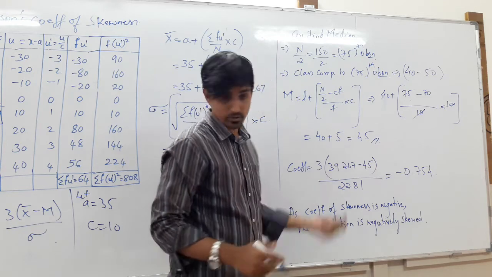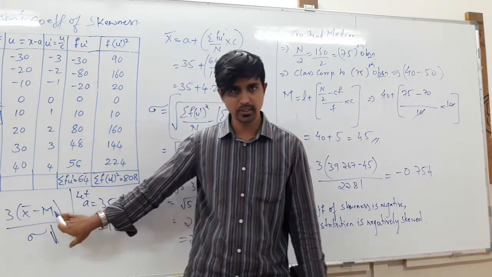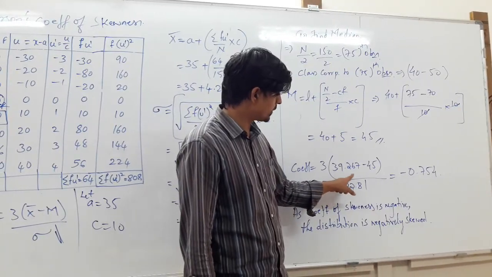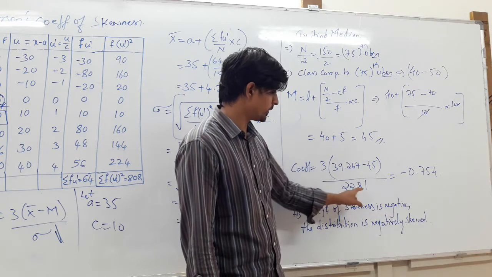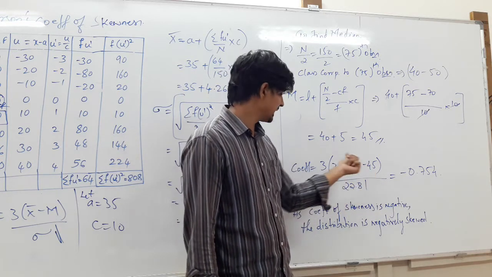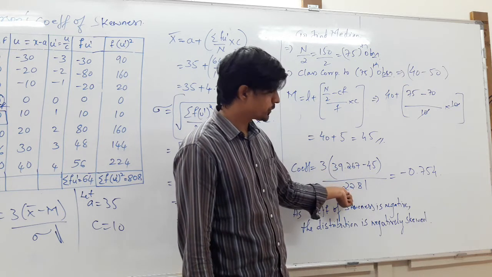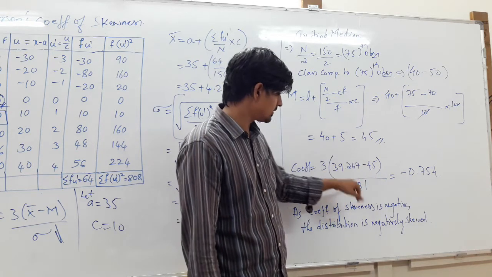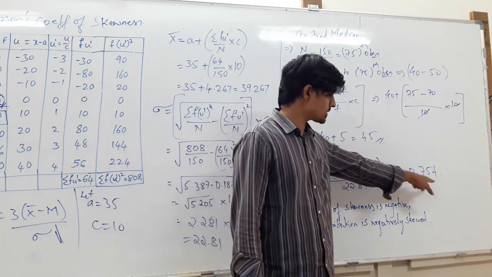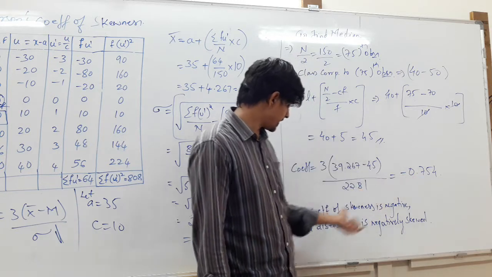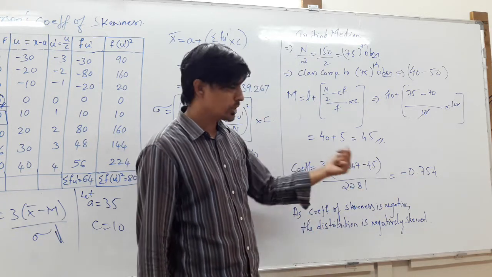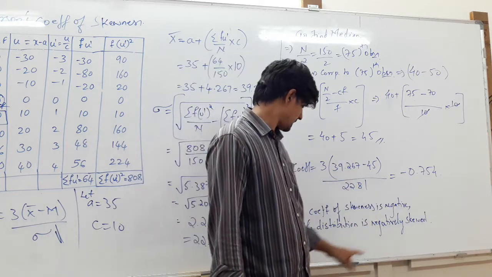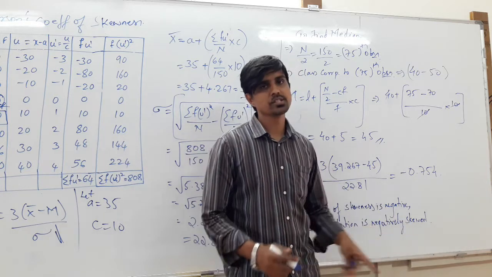Now the coefficient of skewness: use this formula and put the values, 3 into 39.267 minus 45, divided by 22.81. First solve the bracket, multiply by 3, then divide by 22.81. Repeating once again, always solve the bracket first, multiply, then divide. So you get minus 0.754. Because you have a minus sign, you have to write this statement, whether it is positive or negative: as the coefficient of skewness is negative, the distribution is negatively skewed.